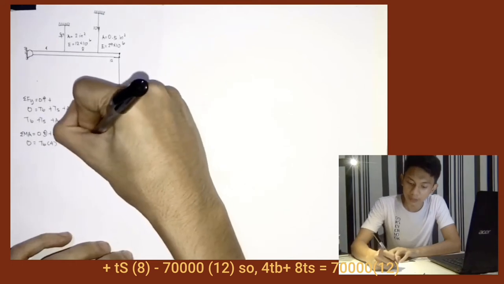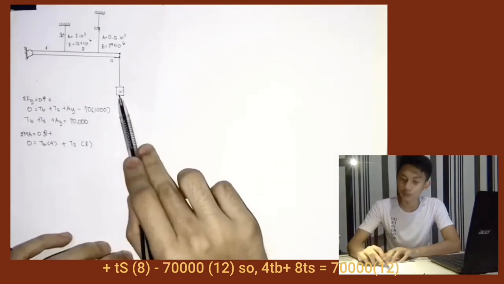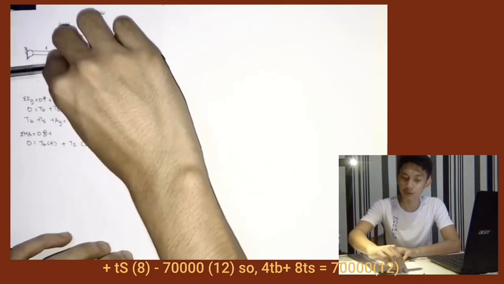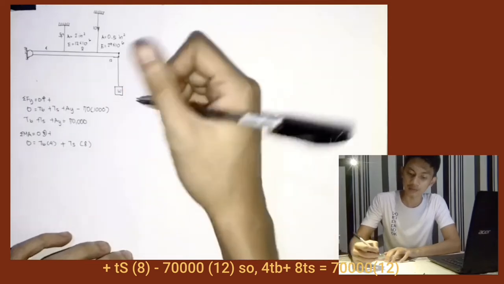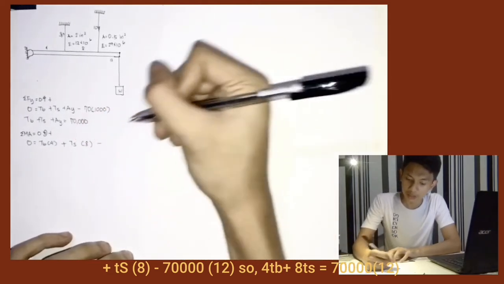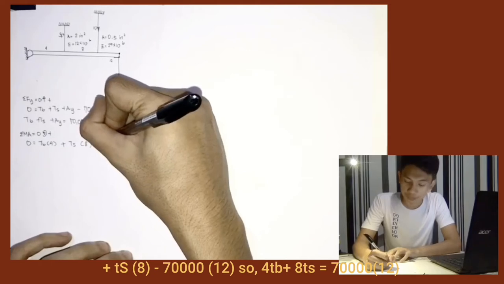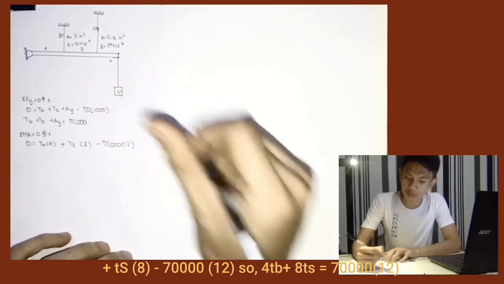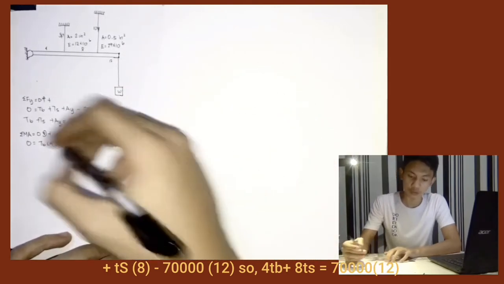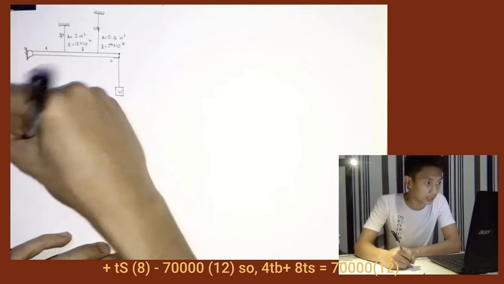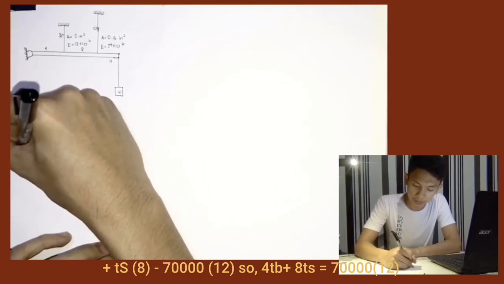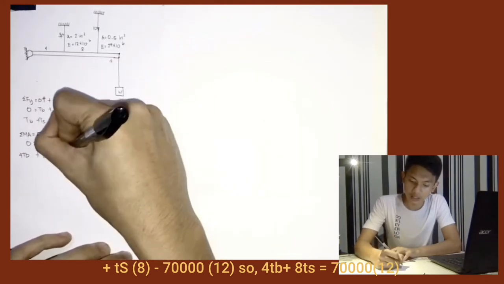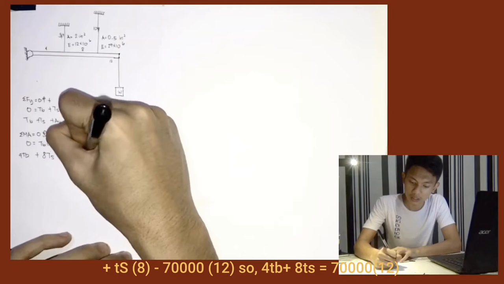TS multiplied by the distance, which is 8. And also the weight, but since the force is going down here and it will rotate clockwise, it will be negative. Minus 70,000 times 12, which is the distance. So to make it simpler, 4TB plus 8TS equals 70,000 times 12.